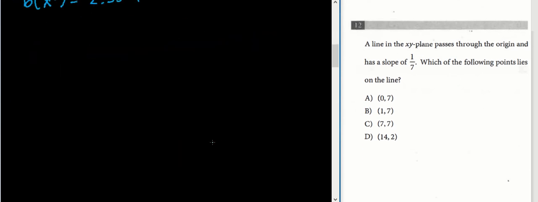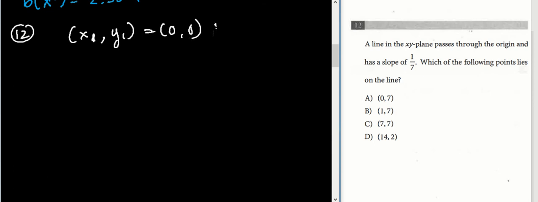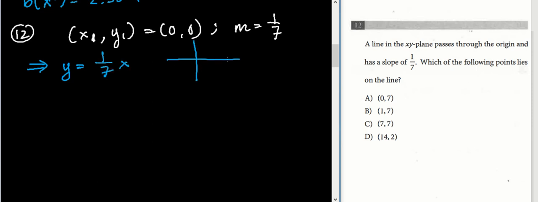So now let's consider problem number 12. In problem 12, we're told that a line in the xy plane passes through the origin. So we know that x1, y1 equals 0, 0, and it has a slope of 1/7. And we're asked to find which of the following points lies on the line. So using these two pieces of information, we know that the equation of our line is going to be y equals 1/7x. So if we kind of draw it graphically, it looks something like this.